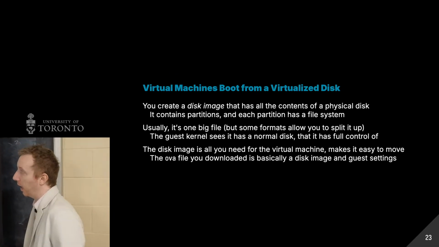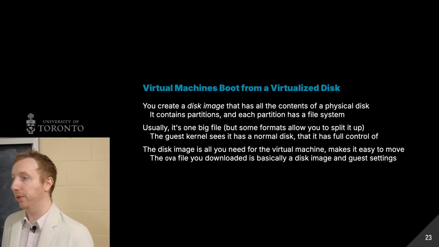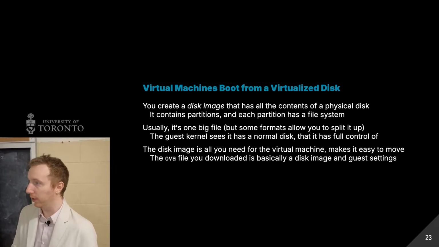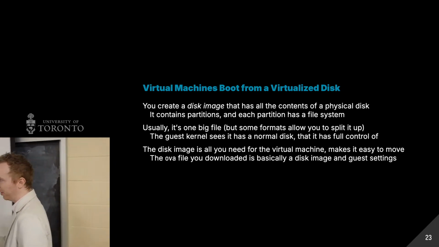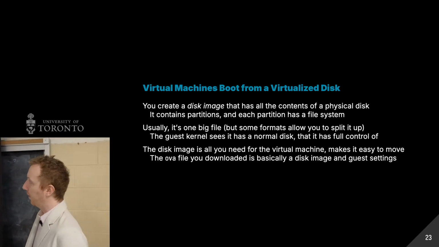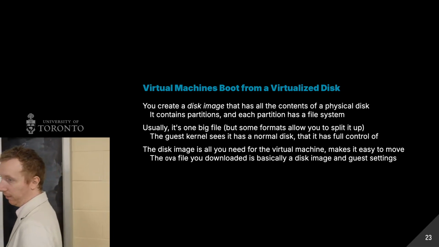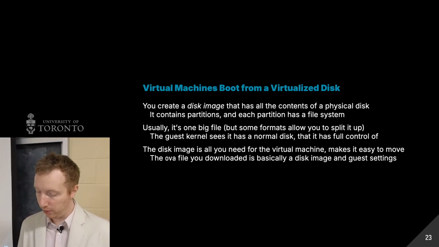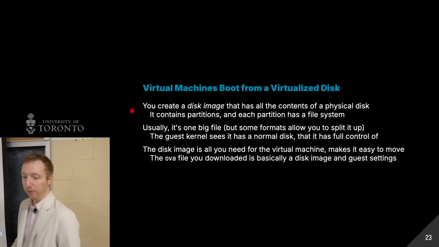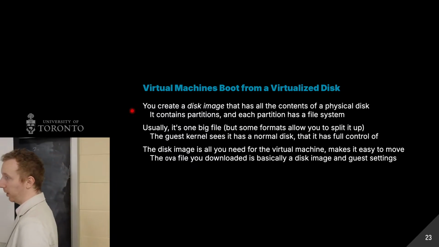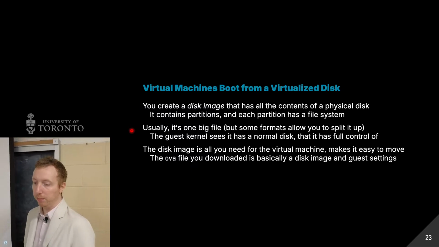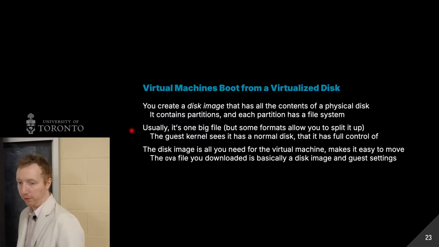So how virtual machines work is, well, just like your operating system boots from a hard drive. So if you really wanted to, you could take your hard drive out, put it in a different computer, and boot your operating system on a different machine. Virtual machines act the same way. All you really need is a virtualized disk. So you create a disk image that has all the contents of the physical disk. It would contain partitions. Each partition would have a file system, which you are now exploring in Lab 6. Usually it's just one big file, but some formats let you split it up.